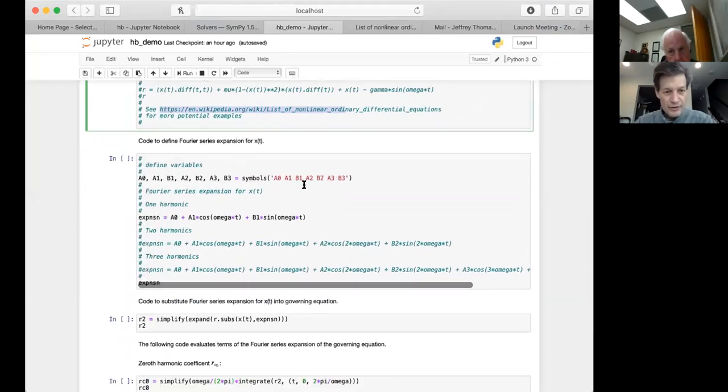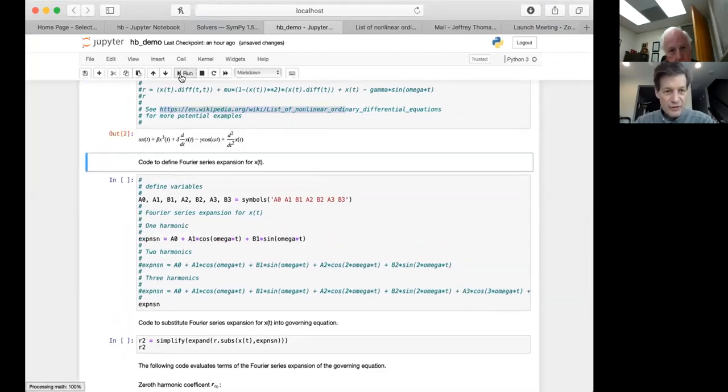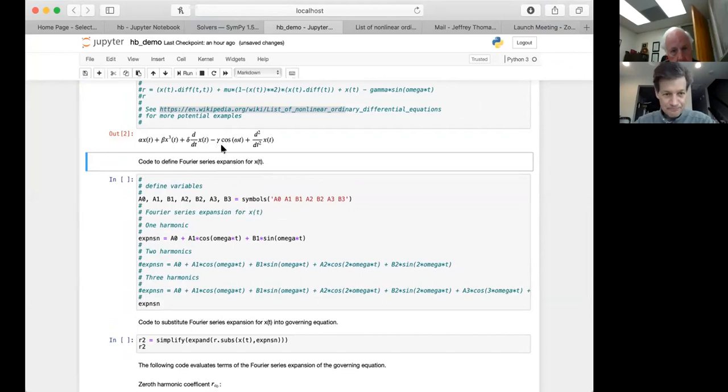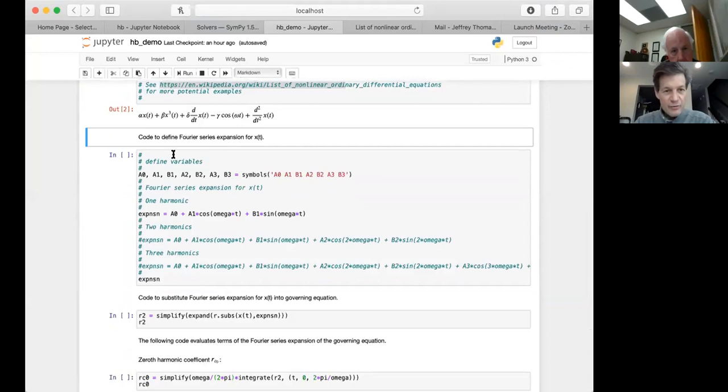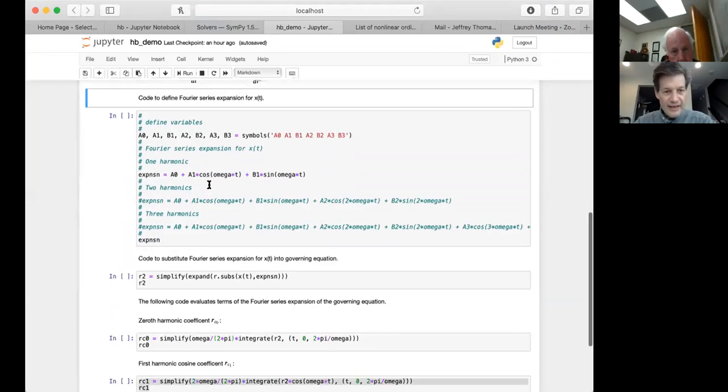But anyway, back to the Python notebook. So we run that chunk of code, and there's the output that gives us Duffing's equation, as you can see. And then the next set of code defines the Fourier series expansion for x of t. And I've now included multiple harmonics.